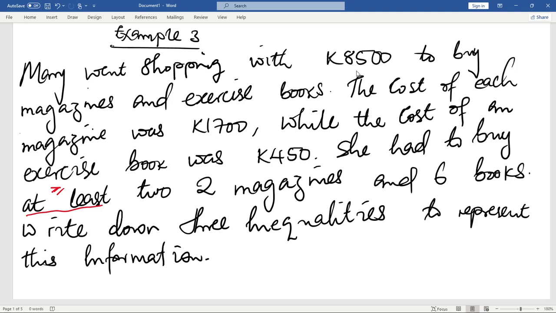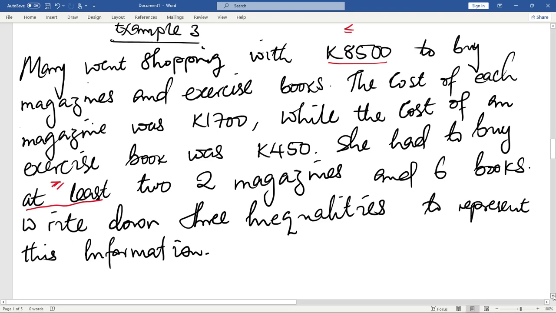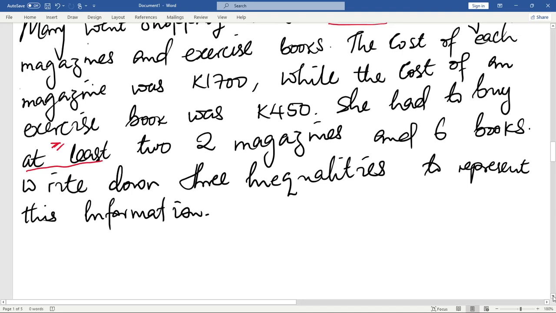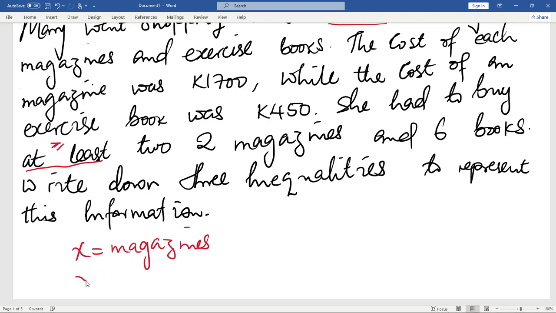Then this is the total amount that she has here, this 8,500 here. So meaning that whatever inequality that we have here is not supposed to exceed this here. So meaning that the final inequality we're going to have here should have less than or equal to this amount that we have here. Now, first things first, we're going to assign variables to each cost that we have here. So here we're going to say we let x be equal to magazines here, and we let y be equal to the exercise books.